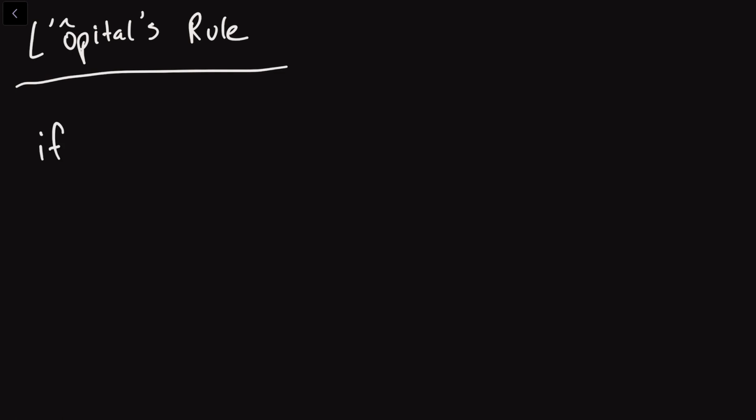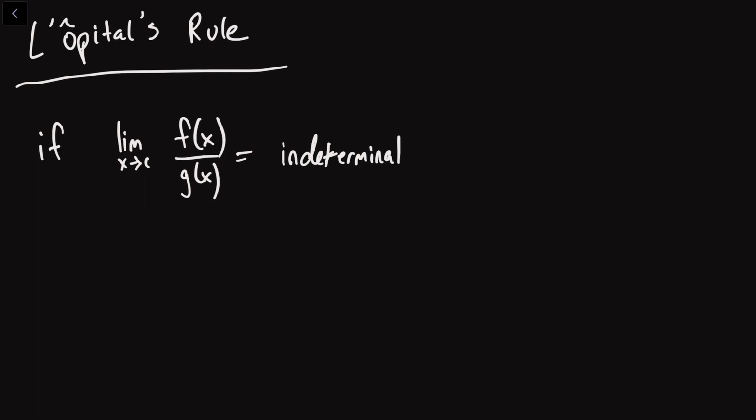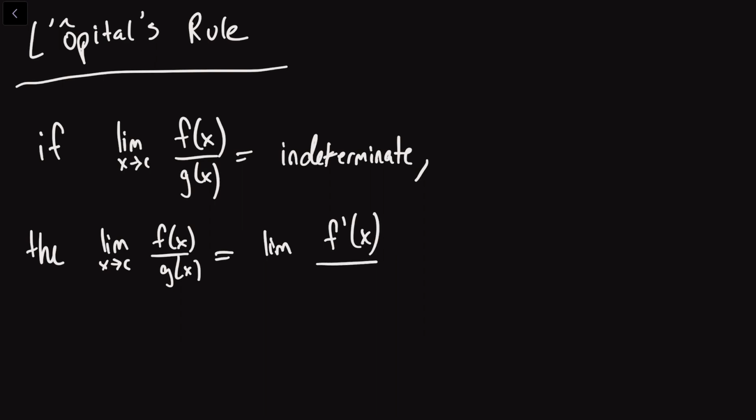So L'Hopital's rule says that if the limit of f of x over g of x as x approaches some value c is indeterminate, then that limit of f of x over g of x as x approaches c is equal to the limit of f prime of x, the derivative of the numerator, over g prime of x, the derivative of the denominator, as x approaches c.